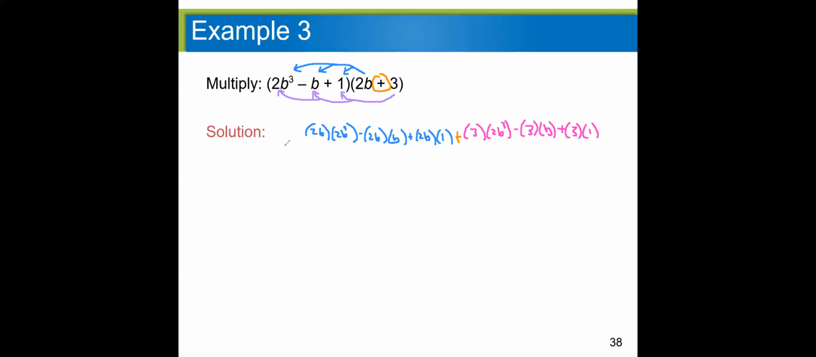Here, I'm going to separate out my 2's. 2 times 2 times b times b cubed. 2 times 2 is 4. B times b cubed is b to the 4th. Cool. Minus 2 times b times b. 2 is 2. B times b is b squared. That's 2b squared. My subtraction sign continues to fall down, right? Here I have 2 times 1 times b. Well, 2 times 1 is 2. B is b, and my plus sign falls right down.